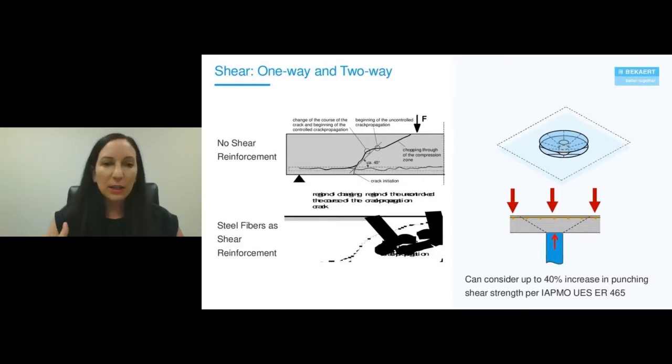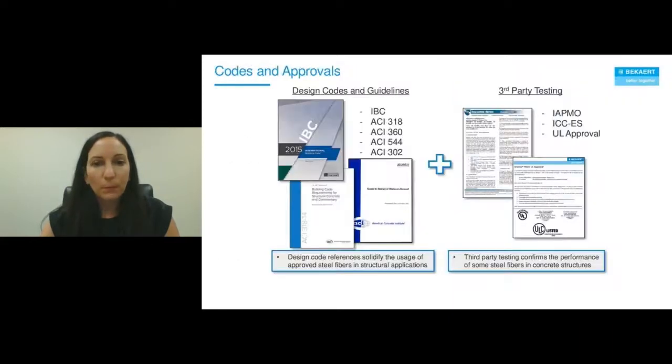Sorry about that. But essentially what the purpose of this is to show is that the propagation of shear cracking is minimized. The width of the crack and the length of the crack are for sure improved when you use steel fiber reinforcing. And in addition, for a two-way punching shear application, you can consider up to a 40% increase in punching shear strength based on our IAPMO report, which I'll talk about in just one moment.